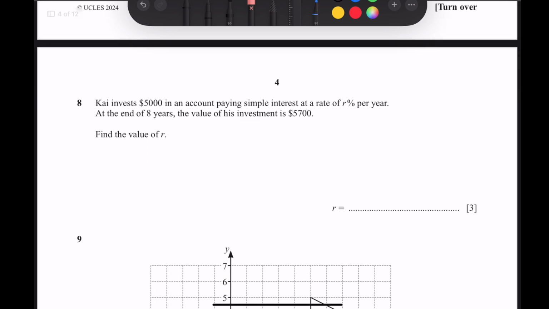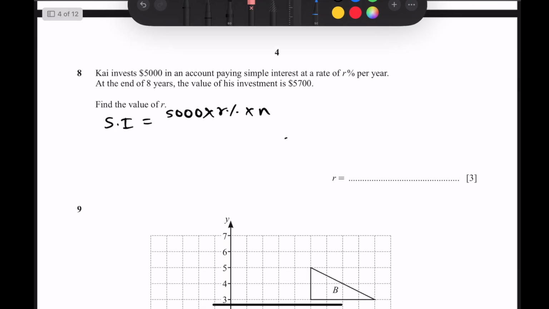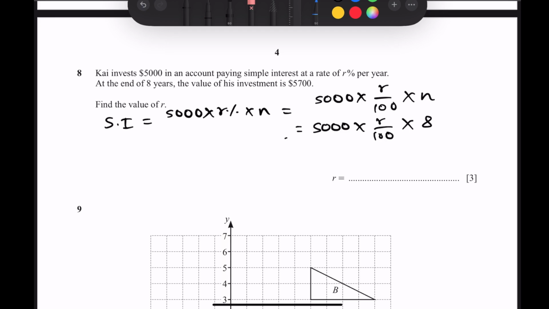So the simple interest is equal to the principal amount times R percent times the number of years. This would be equal to 5,000 times R by 100 times N, where N is the number of years, since R is per year. So in this case, this would be equal to 5,000 times R by 100 times 8, since N is equal to 8 years. This is equal to 400R.